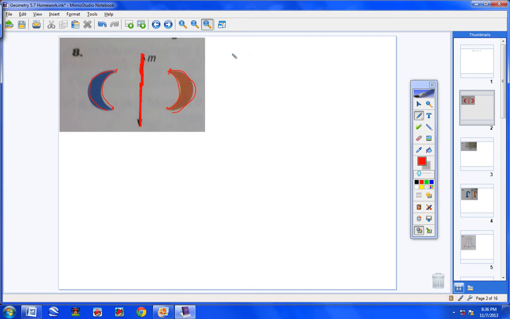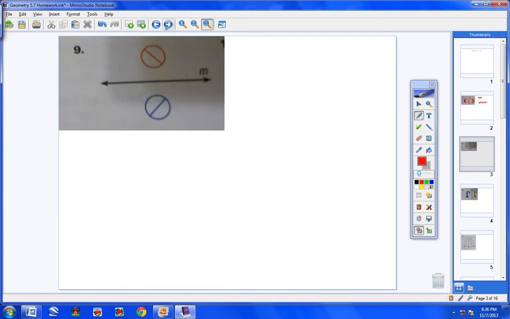So yes, and then the directions say to explain why. Well, it's very simple. It's just a reflection. It's like looking in a mirror. The red figure is a reflection of the blue figure. I just don't know how else to say it. It is what it is. By definition, it's a reflection. Okay, let's take a look at number 9.